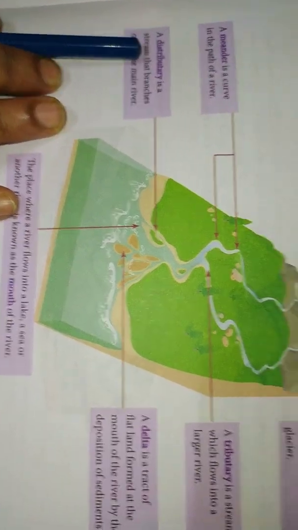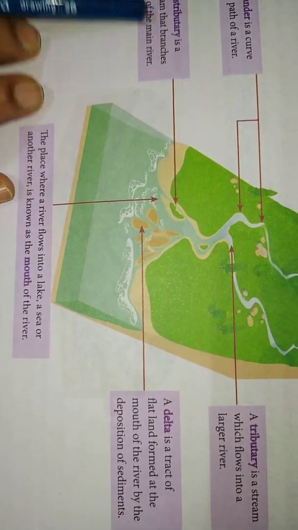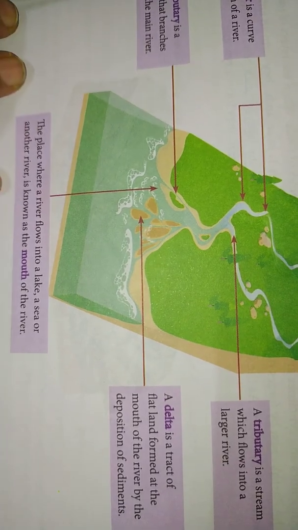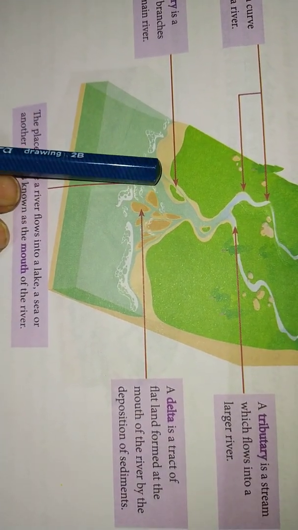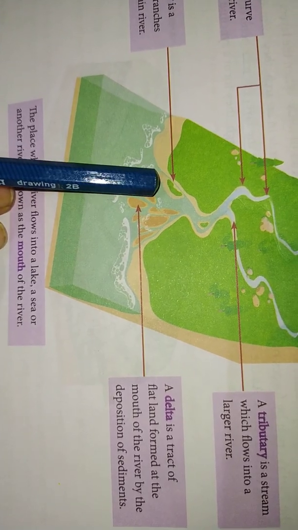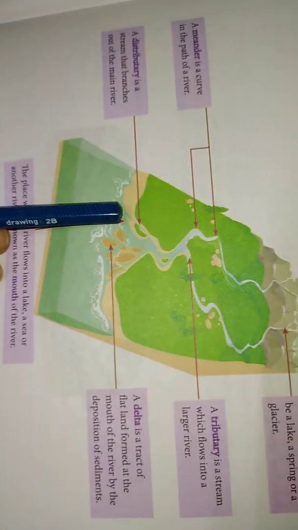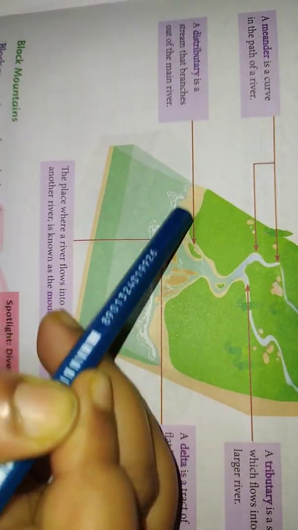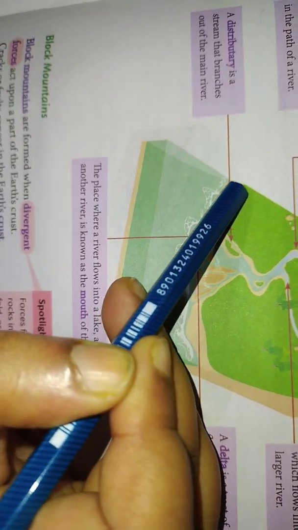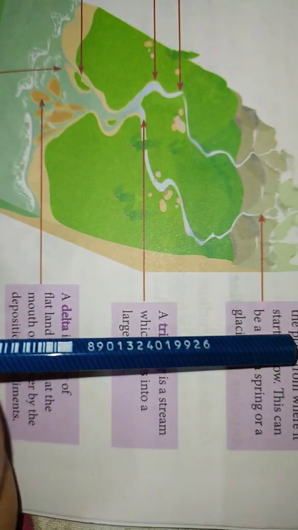What is a distributary? A distributary is a stream that branches out of the main river. This is called a distributary. A distributary is a stream that branches out of the main river. The branches of the main river are called distributaries.